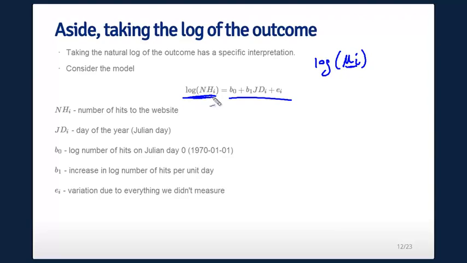So logging the outcomes has a problem, as we saw that the first couple of days the number of web hits was 0, and so you can't take log of 0. So that's a problem. But it also has a very different interpretation. So if you just log your outcome and you're happy with interpreting on the log scale, then the number of web hits is still the number of web hits, Julian date is the Julian day, B0 is the log number of hits on day 0, B1 is the increase in the log number of hits per unit day, and epsilon is the variation, or Jeff wrote it as E here.